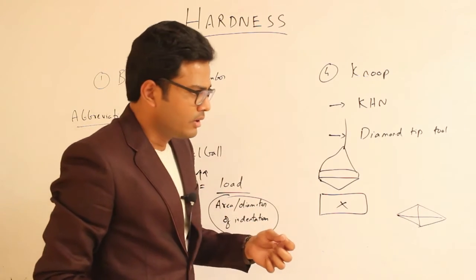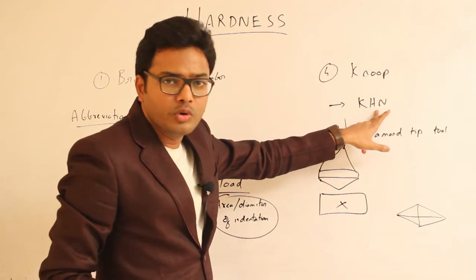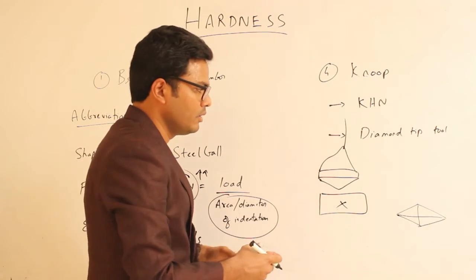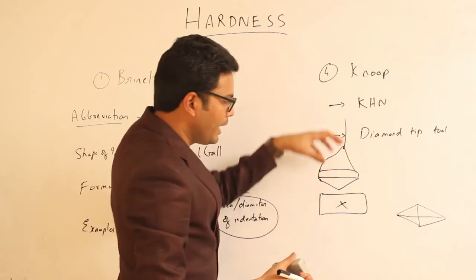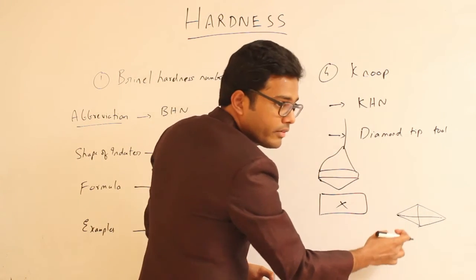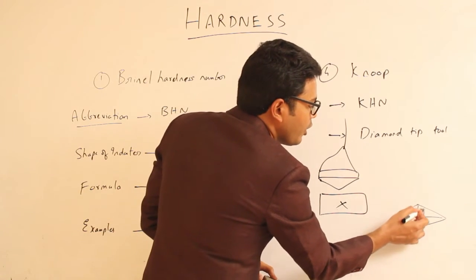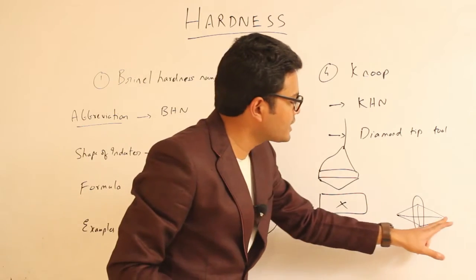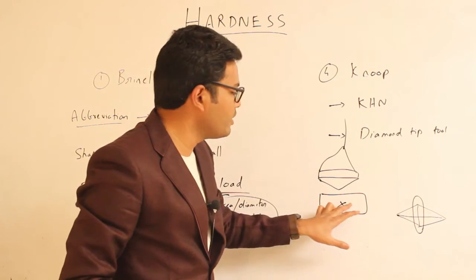So when I said that Knoop hardness value is independent of the ductility of the material, it can be explained in this process. The moment we apply load and remove the load, there will be elastic recovery within this material along the minor axis, and this long axis remains unchanged in a given material.